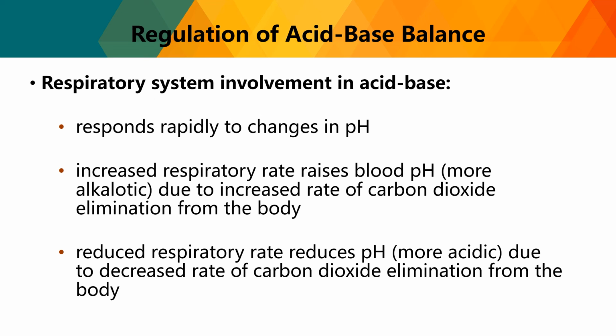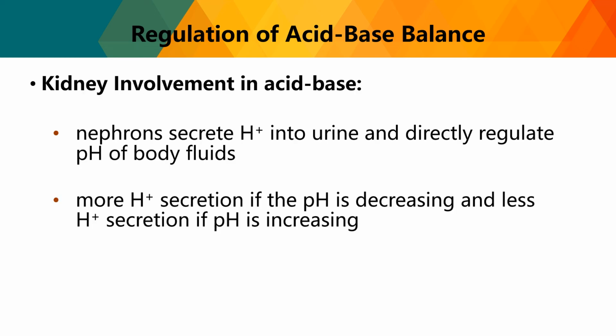The respiratory system is actually involved in acid-base regulation. It responds rapidly to changes in pH. An increased respiratory rate raises the blood pH, so you would call it more alkaline, due to the increased rate of carbon dioxide elimination from the body. And a reduced respiratory rate reduces pH, or makes it more acidic, due to the decreased rate of carbon dioxide elimination from the body.